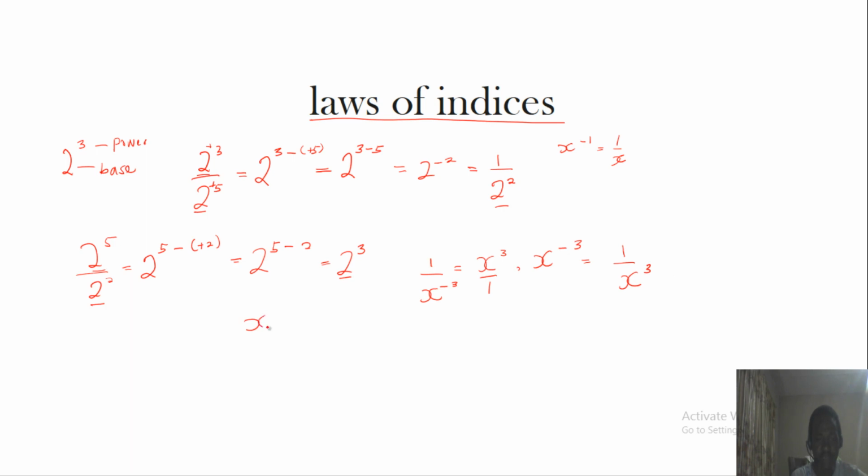Basically, if you have x raised to the power minus 1, as I said before, it's really 1 over x. But when you have 1 over x raised to the power minus 1, automatically this will give you x. These are things you need to understand first: when the power is minus, you can have it as 1 over. If I have 2 raised to the power minus 3, I can have it as 1 over 2 raised to the power 3.